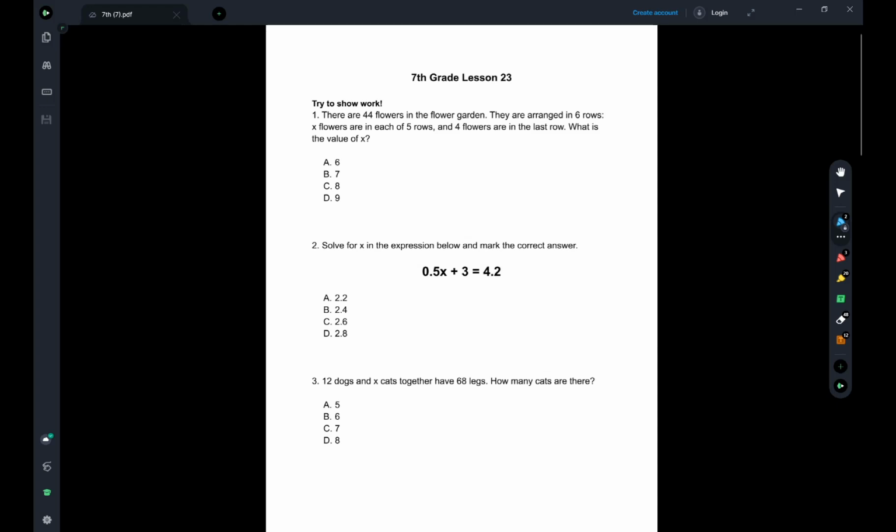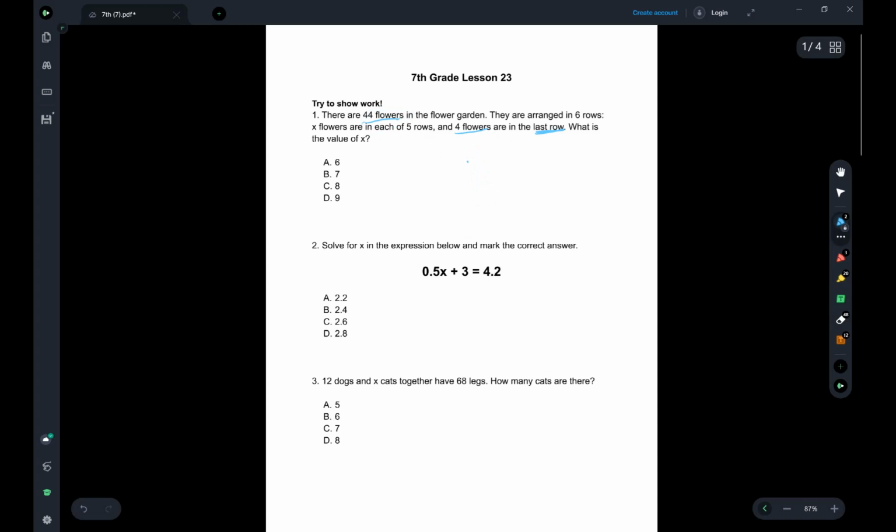So, essentially, we know that the last row has 4 flowers. Since there are a total of 44 flowers, we can understand that in these 5 rows, there are 40 flowers. Now how you can understand that is because you have 4 flowers here and 44 here. The total is 44. The last row is guaranteed to have 4 flowers only.